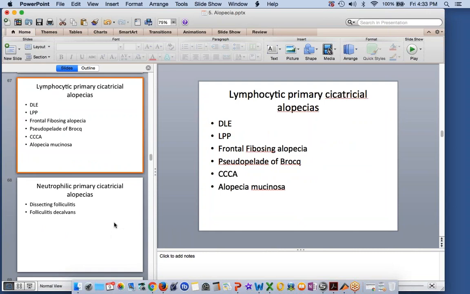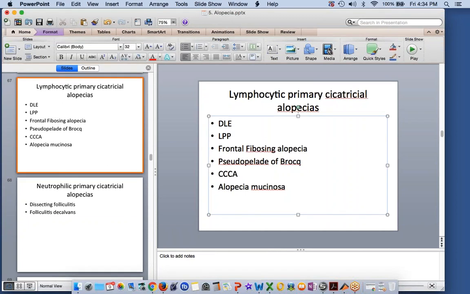Now, in some of these cicatricial or scarring alopecias, there are different names that go along with the type of infiltrate that one may see. Frontal fibrosing alopecia and pseudopelade of Brocq, and alopecia mucinosa, which is a precursor to mycosis fungoides, or T-cell lymphoma.